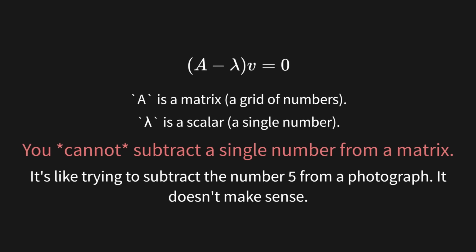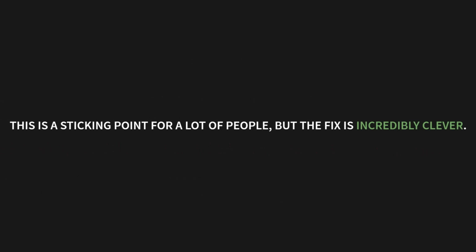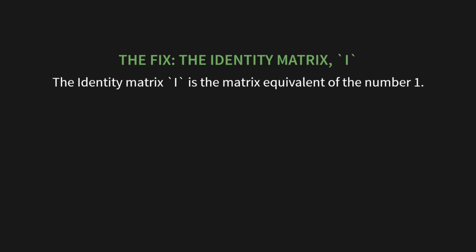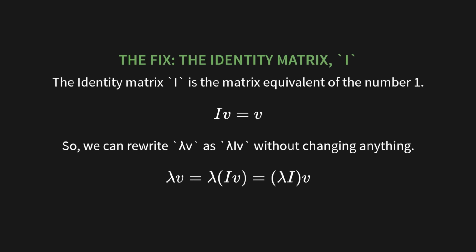Now this is a sticking point for a lot of people, but the fix is incredibly clever. The fix is the identity matrix, capital I. The identity matrix I is the matrix equivalent of the number 1. Anything you multiply it by stays the same. So I times v is just v. Because of that, we can rewrite lambda v as lambda times I times v without changing a single thing. Lambda v equals lambda I times v.